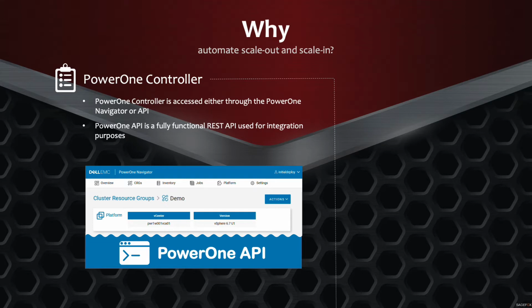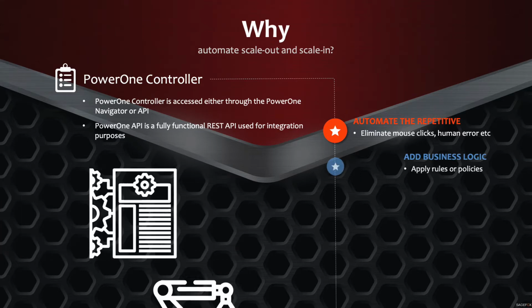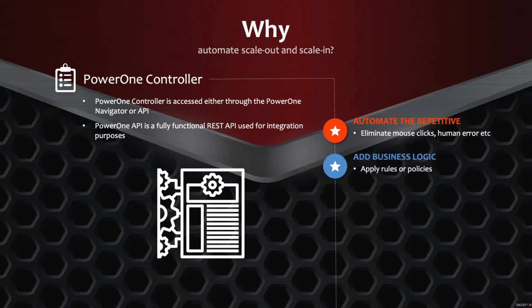So why would you want to leverage the API to scale out and scale in a cluster resource group? Well, you may just want to automate the repetitive. Scaling out and scaling in may be something that occurs frequently and benefits from being done automatically. You may also have business logic or policies that you want to enforce with automation. For example, a fixed schedule whereby one workload is powered down or is idle and another one spins up to maximize the utilization of resources.